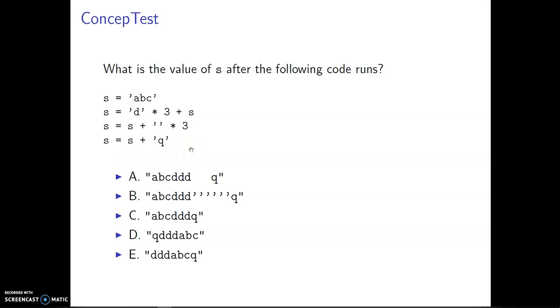Oh gosh, and I just realized something. Do you see a mistake? So I think I made a mistake here. It should be DDD, ABC, space, space, space, Q. But notice that's not here. So if this doesn't contain a space here, then this would be correct, E.